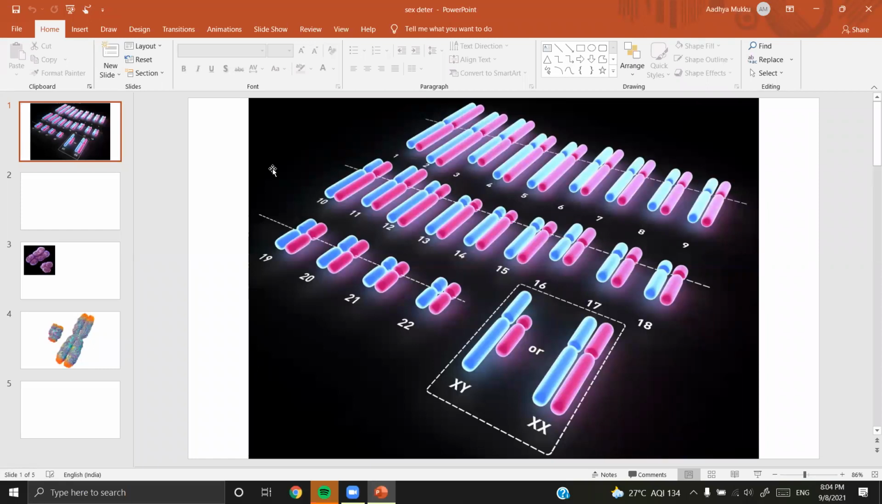In this video today we are going to learn about sex determination. As you can see on the screen, what you're able to view is the 23 pairs of chromosomes that you can find in our nuclei, that is, in your cells. Every individual bears these cells, and each cell has 23 pairs of chromosomes.